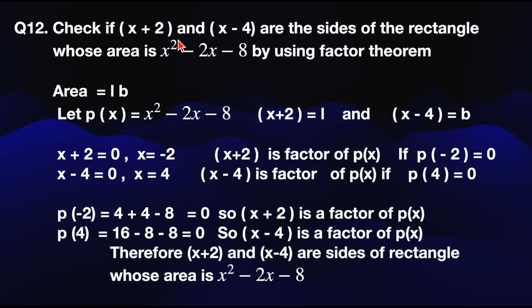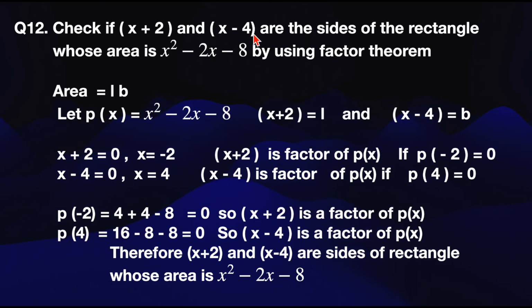Check if x plus 2 and x minus 4 are the sides of a rectangle whose area is x square minus 2x minus 8 by using factor theorem. So here we have to check if this is a factor of this polynomial. Okay. So how do you check? Again put this is equal to 0. The value of x will be minus 2. Substitute minus 2 in the polynomial. Solve it. You get 0. So x plus 2 is a factor of px.